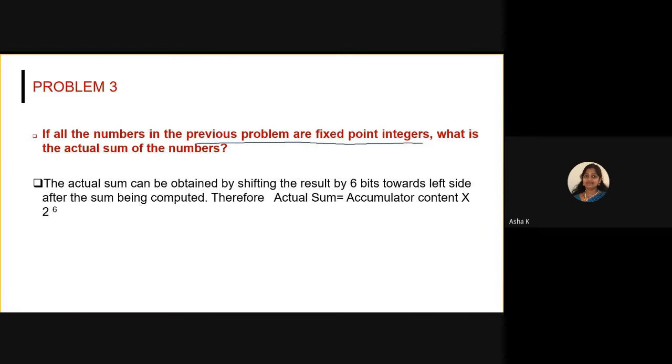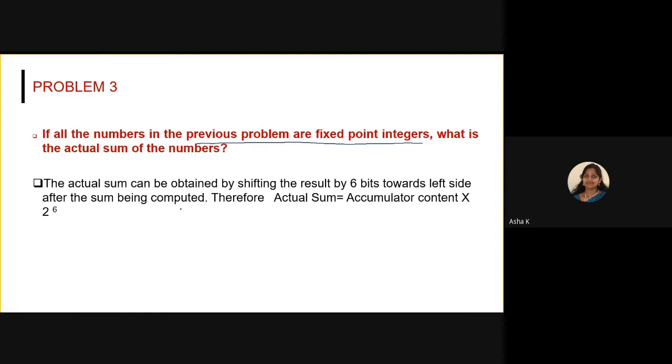integers, we know that we have 4 different types of number system. One is fixed point integers, double precision integers, floating point numbers, and block floating point numbers. In the previous module 1, we have learned all the 4 types of number system. Here we are using numbers that are fixed point integers. So what is the actual sum?